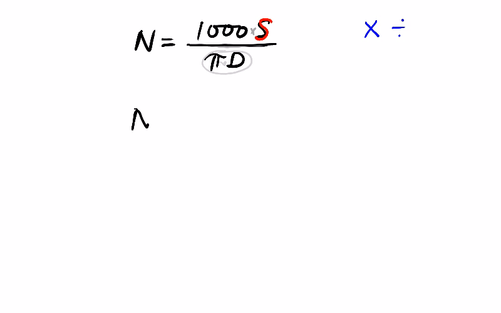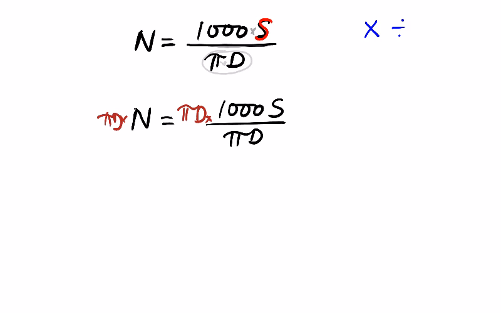So I'll write the formula again. N equals 1000s divided by pi d. So what I'll do is multiply both sides by pi d. If I do that, the multiplication on the right hand side allows us to cancel pi and d. Top and bottom always cancel out. And on the left hand side we have pi d n, multiplying the left hand side, equals 1000s.